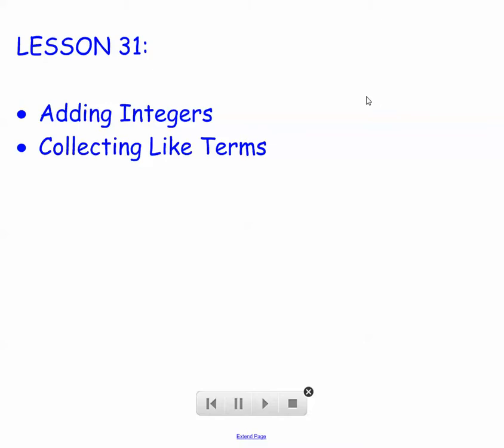Okay, today, lesson 31, we're going to do a couple things. We're going to add integers, and then we're going to use that skill to collect like terms. We'll talk about like terms here in a second, but let's start off by giving you a couple rules of addition here. Let's get these written down.